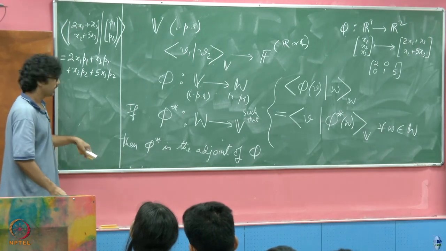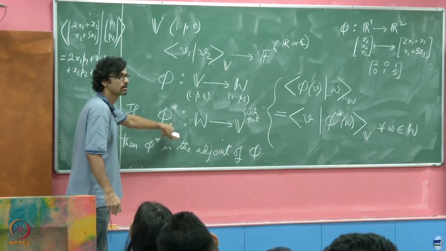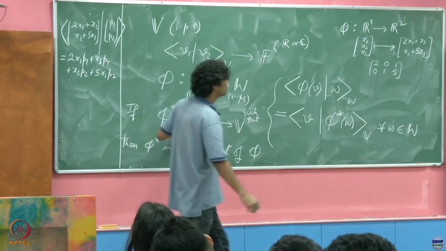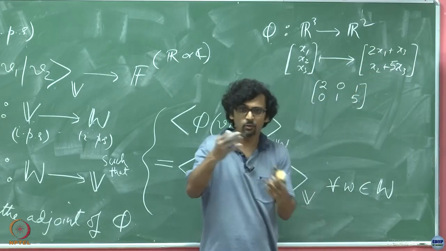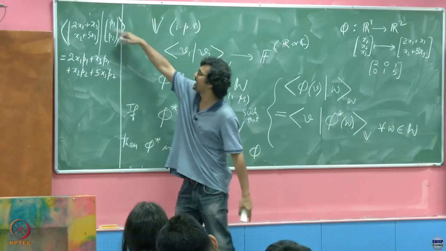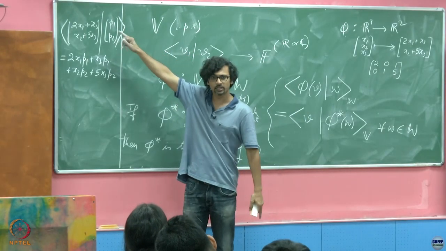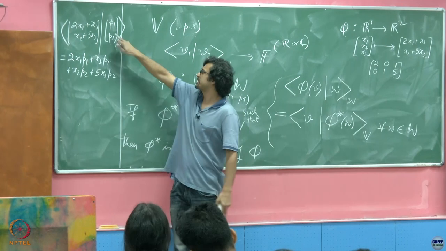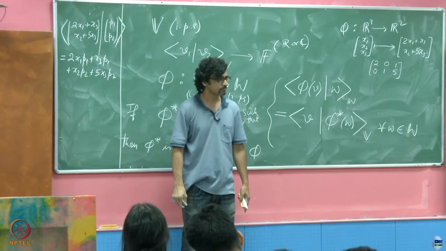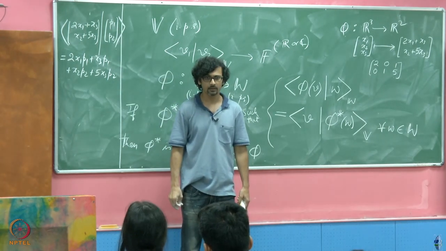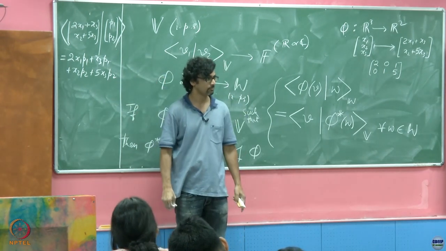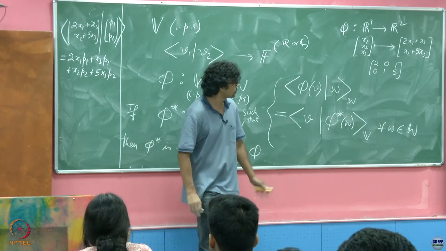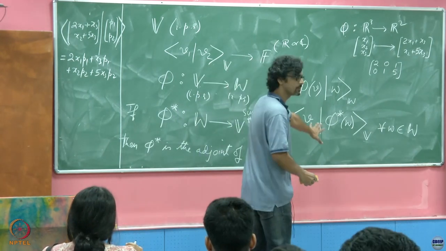Now, if there does exist some phi star, it needs to act on a fellow in R2. So for any p1, p2 pair that I give you, I must be able to describe phi star in terms of its action on p1, p2, and it must be able to generate a 3-tuple, right?